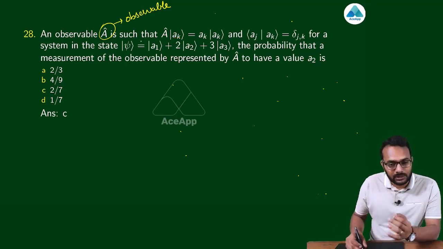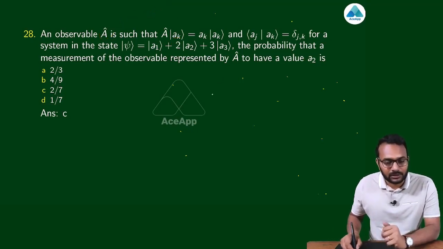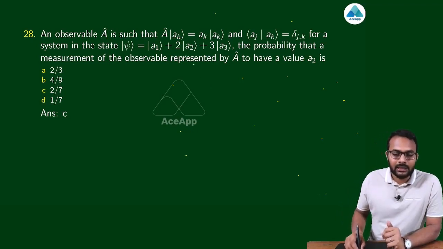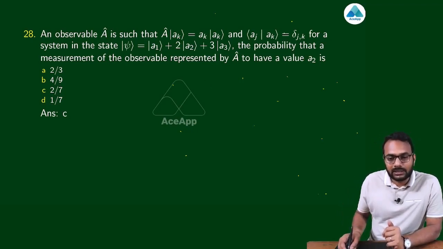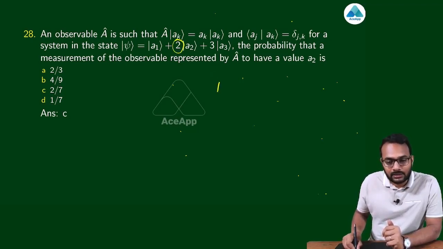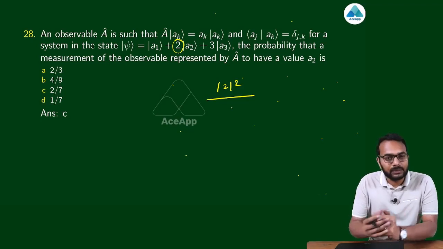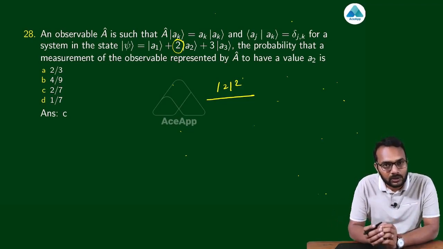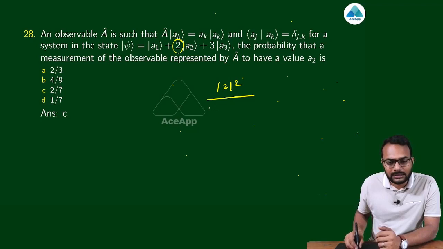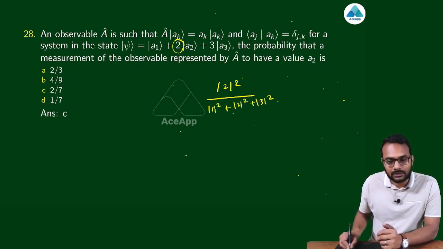So simple. What's the probability that you measure the value a2? It's given by this expansion coefficient, modulus of c2 squared, divided by the normalization factor. The probability interpretation works here, so the total probability has to equal 1. The normalization factor is |c1|² plus |c2|² plus |c3|². You will have expansion coefficients c1, c2 and c3.